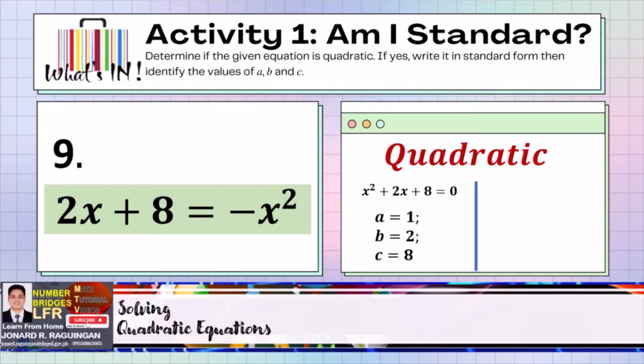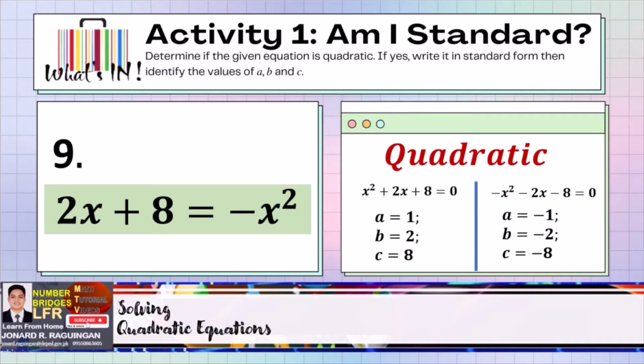And its equivalent equation is negative x squared minus 2x minus 8 is equal to 0. The values of a, b, and c are a is equal to negative 1, b is equal to negative 2, c is equal to negative 8.